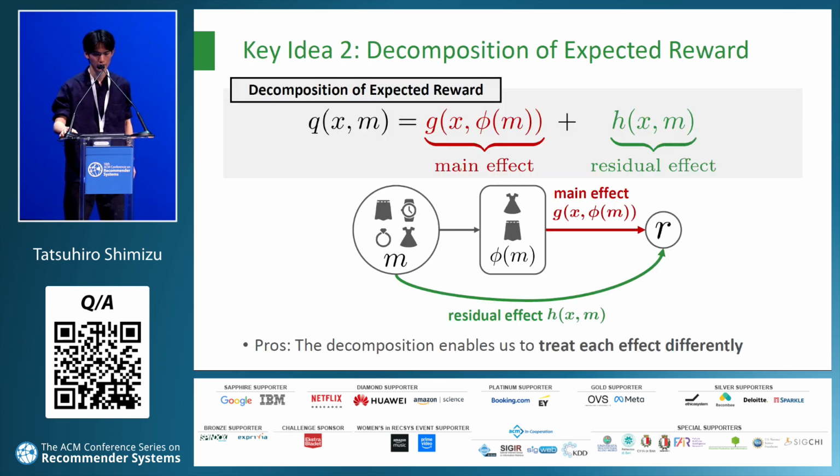The second key idea is decomposition of the expected reward function, where we particularly decompose into main effect and residual effect, where the main effect captures the effect of the main actions, phi m, in the combination of the items, whereas the residual effect captures the other effects that were not captured by the main effect. The great thing about this decomposition is that we can treat each effect differently to overcome the vicious cycle of bias-variance trade-off of the existing methods.